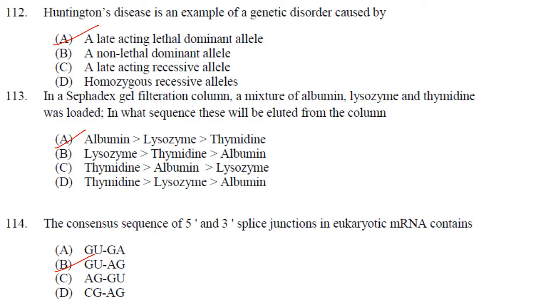Then next one. The consensus sequence of 5' and 3' splice junctions in eukaryotic mRNA contains. So it contains GUAG. Answer is option B. This is a direct question.